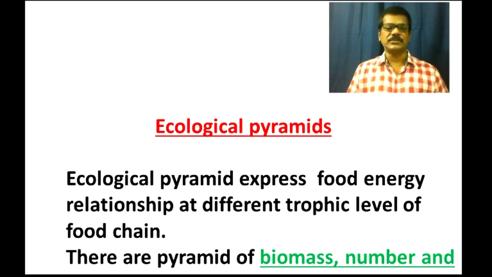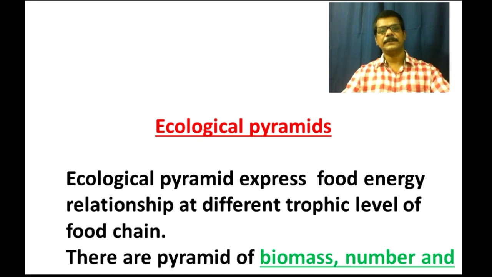What are ecological pyramids? The ecological pyramids are the graphical representation of energy, mass, and the number of organisms in different trophic levels of a food chain. It expresses the food and energy relationship between different trophic levels such as primary producers, consumers at different levels in a food chain. And there are different types of pyramids: pyramid of biomass, pyramid of number, and pyramid of energy.